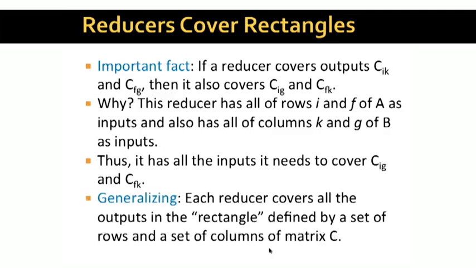We can apply this reasoning to any outputs one reducer covers. If a reducer covers any output in row I of matrix C, and it also covers any output in column K of C, then it has what it needs to compute C_IK. As a result, we can find for any reducer a set of rows and a set of columns of C, such that the reducer covers every output that is in the intersection of these rows and columns.